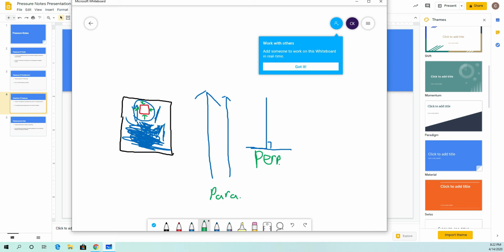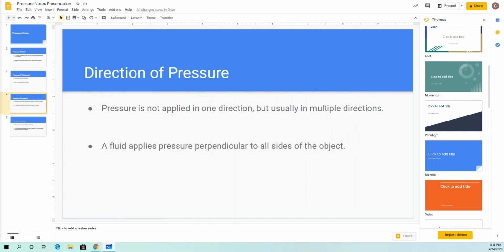Now look at the example that I was just talking about. Here's our metal cube. Think about the cubes from the beginning of the year when I brought them in when we were talking about the science practices. We have a metal cube, we have a container of water. Notice the water is applying force to all sides of the cube, perpendicular to all sides of the cube. That is what happens typically. So direction is multiple, not singular.